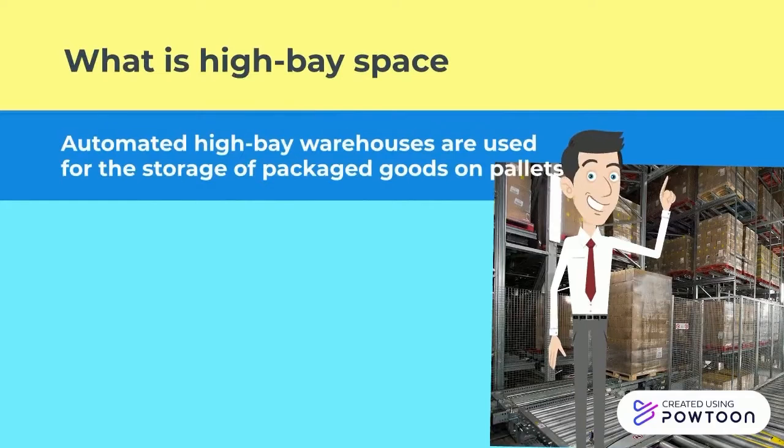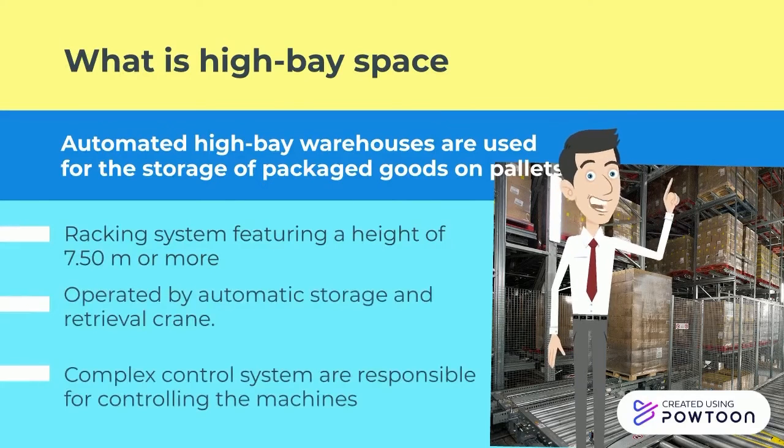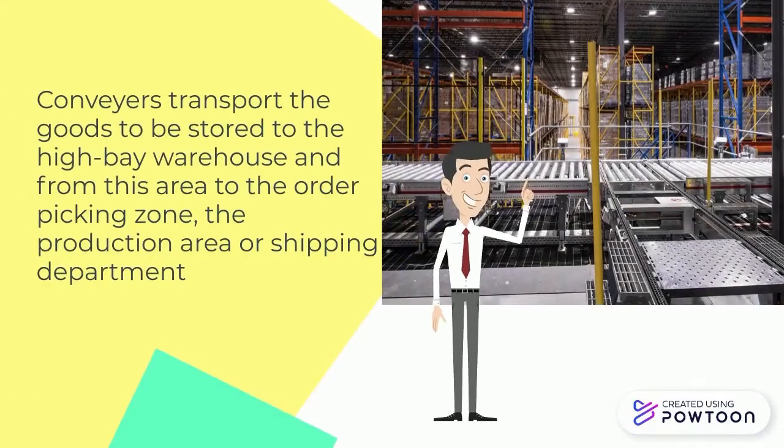Automated high bay warehouses are used for the storage of packaged goods on pallets. According to the Industrial Building Directive, racking systems featuring a height of 7.50 meters or more are classified as high bay warehouses. High bay warehouses are operated by automatic storage and retrieval cranes which get their transport orders from a warehouse management and material flow system. It also has a complex control system that is responsible for controlling the machines. Furthermore, conveyors transport the goods to be stored to the high bay warehouse and from this area to the order picking zone, to the production area or to the shipping department.